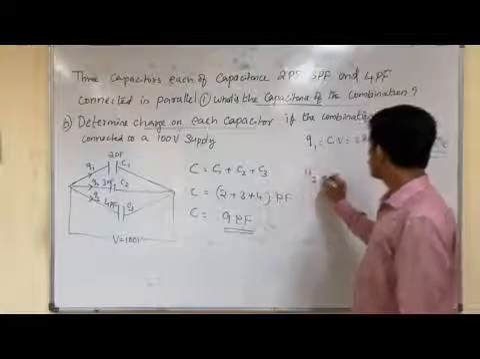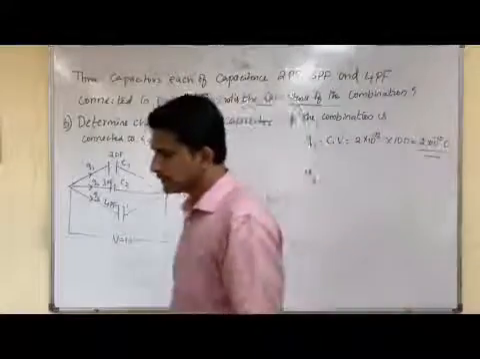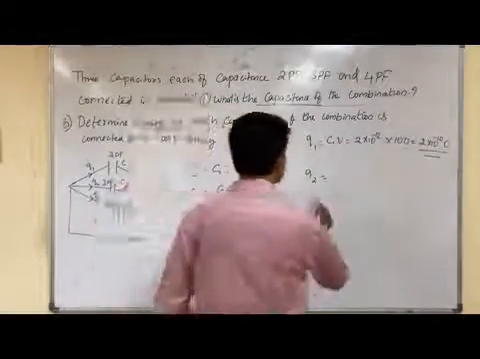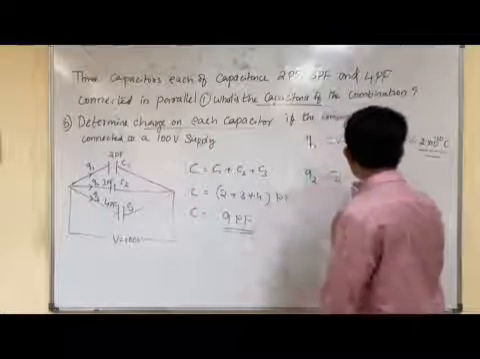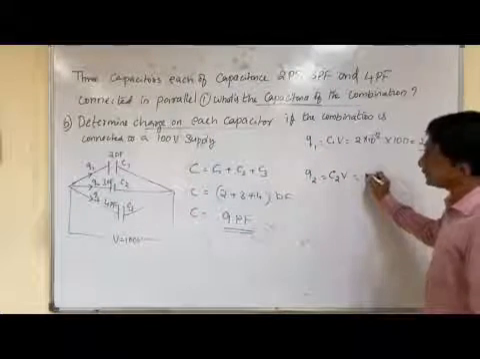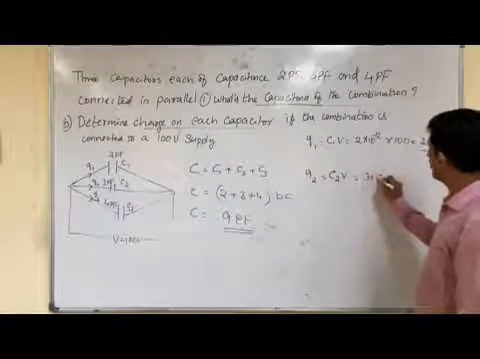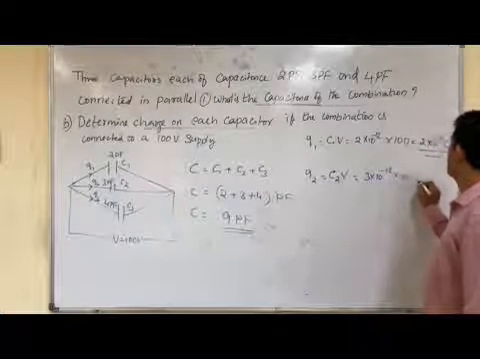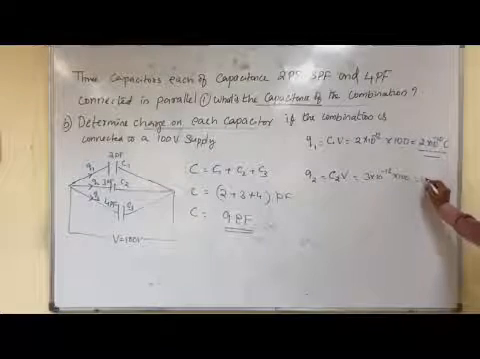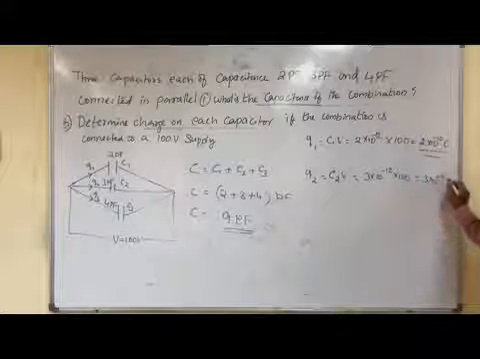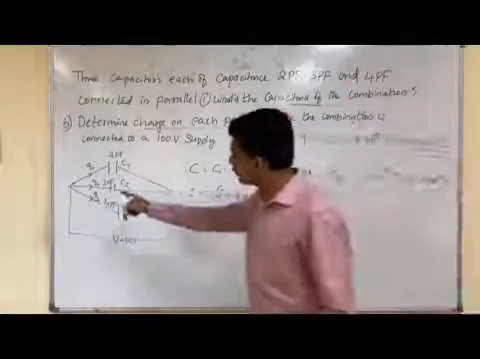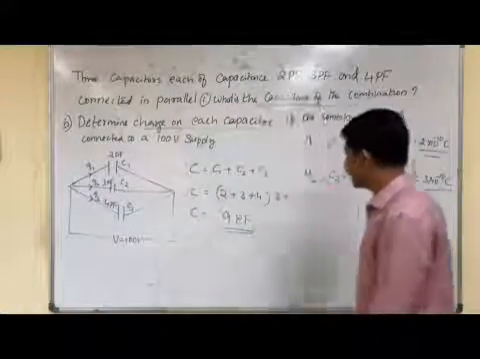Same way, Q2. What is the value of Q2? Q2 is C2V. C2 is 3 picofarad. That means 3 into 10 raised to minus 12 into 100. That means this answer becomes 3 into 10 raised to minus 10 coulomb. This is the value of the charge Q2 in the case of the second capacitor.